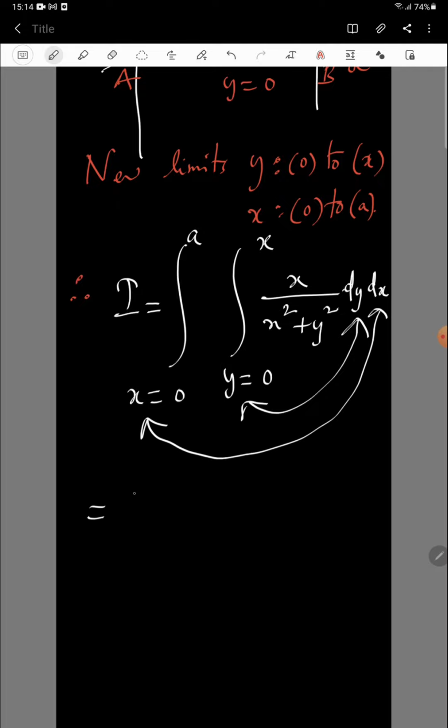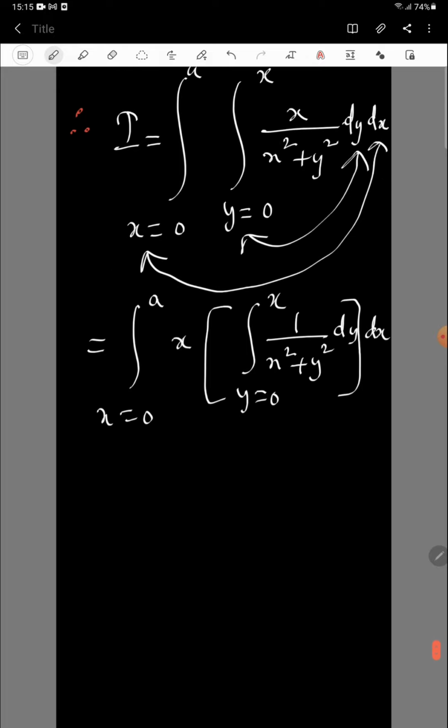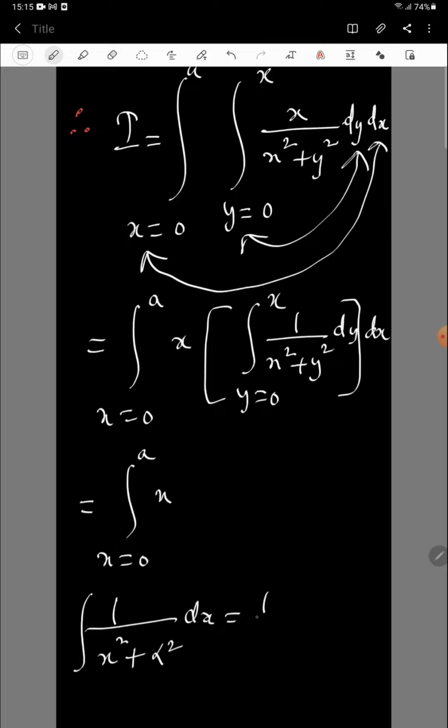So how is it? It is so simple now. X is equal to 0 to a. So integration with respect to x is outside, afterwards. So x is outside. So inner integral is integral y is equal to 0 to x, 1 by x square plus y square dy inside, and this completed. Afterwards we are going to do integration with respect to x, and you all know that integral 0 to a, this x is outside. You know that integral 1 by x square plus some alpha square dx is nothing but 1 by alpha tan inverse x by alpha.